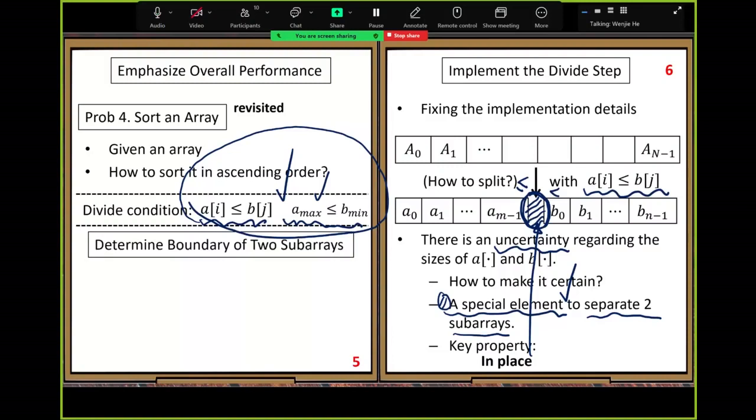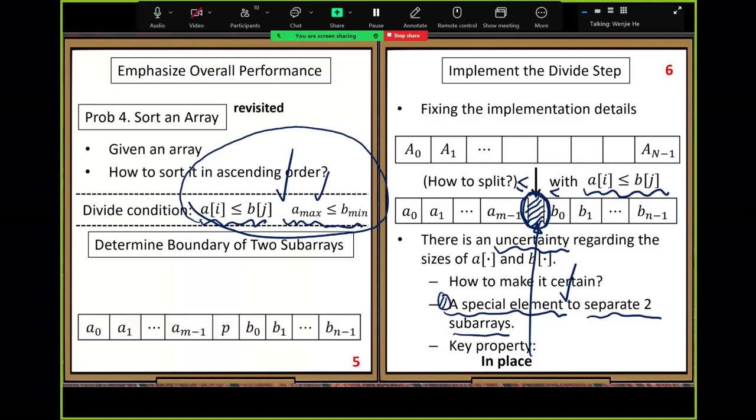All right. And we use this element to mark the boundary of the two subarrays. The boundary. Okay? But we need to determine the boundary. So you need some smart idea to do it. All right.